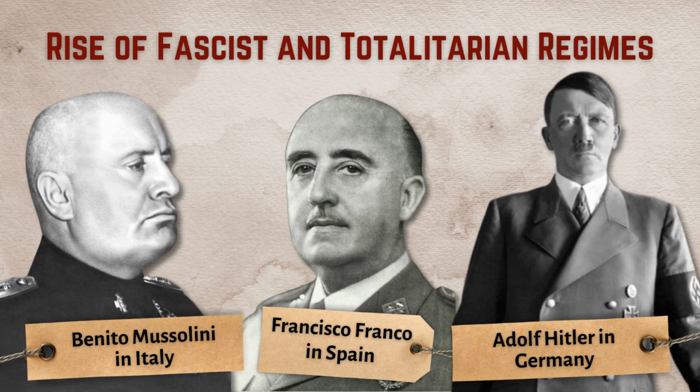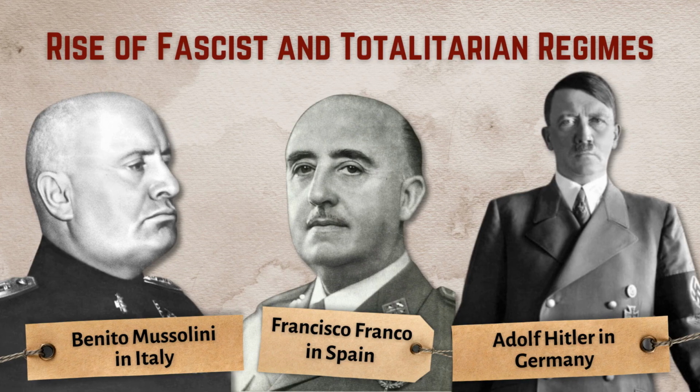During the interwar period, several totalitarian leaders rose to power by taking advantage of instability and public dissatisfaction. In Italy, Benito Mussolini positioned himself as a strong leader who could restore national pride and create a more powerful and unified state. In Spain, Francisco Franco came to power during a civil war, presenting himself as a figure who could bring order and stability.